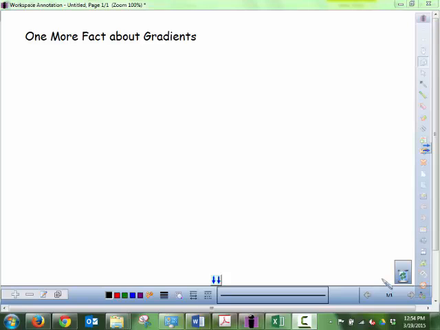So we know a handful of information about gradients, and with this one more fact, we'll round off our whole collection of properties, and then be able to put all the properties together with maybe some examples. So, one more fact about gradients.